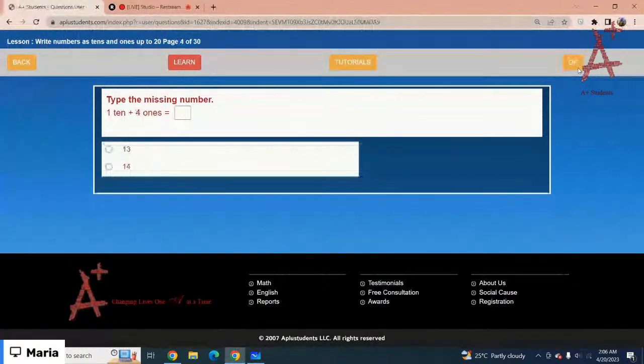Okay, 1 ten and 4 ones. So which is the correct option? 1 ten and 4 ones. So which number does it make? 4 is at the ones place and 1 is at the tens place. So the number is 14. Got it? That means the digit at the ones position is 4. So it would be 14.